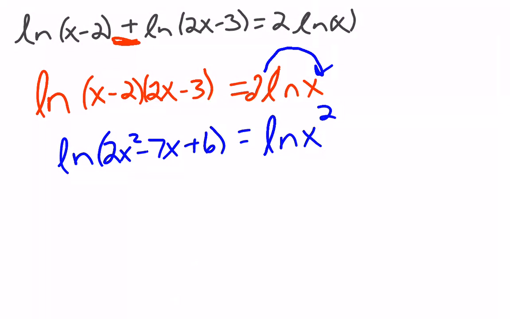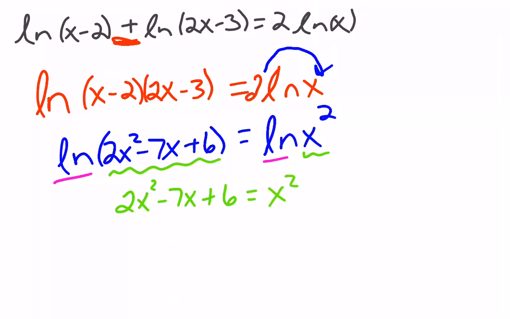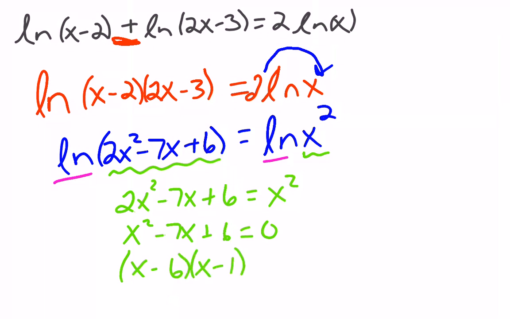And since I have the same logs on both sides, that means you can set their arguments, that's the inside, equal to each other. So 2x squared minus 7x plus 6 equals x squared. And this is going to be a solve by factoring problem at this point. So I'm going to subtract x squared from both sides. And now factor. So you can use the x or whatever it is you use to factor. At this point in life, hopefully it's getting a little bit easier to guess and check.